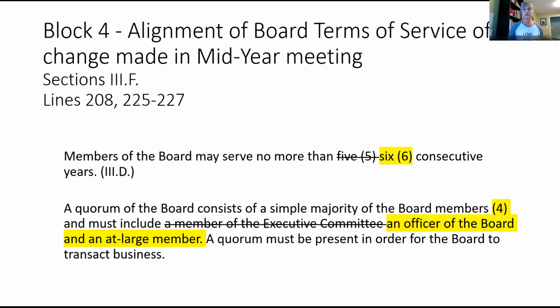Are there any questions on these 2 items, or comments? Floor is open for discussion. I have no hands raised. Jack, do you have anything in chat? Nothing in chat. Okay. I think we're ready to go ahead and vote on block 4.